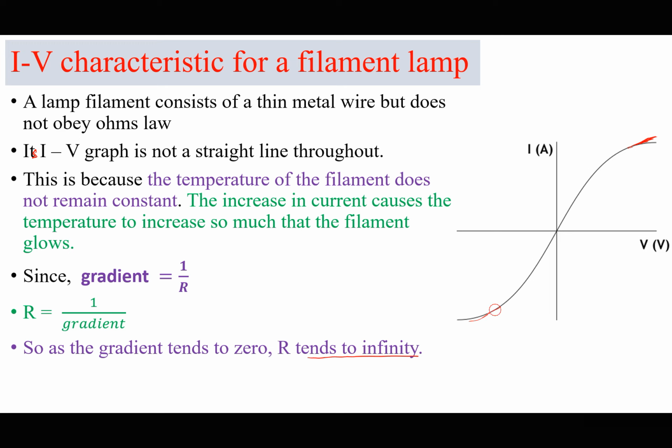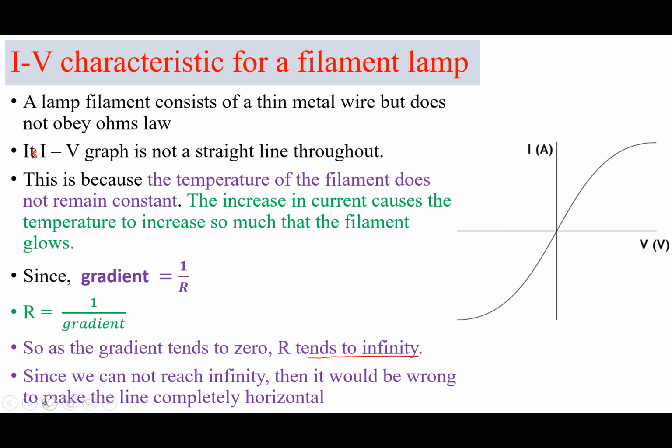And I explained why it should not be perfectly horizontal. Making it perfectly horizontal would mean you have already reached infinity, and we cannot reach infinity. However, we can predict that the resistance is increasing to infinity, so it is tending to infinity. So you may not always sketch this as being perfectly horizontal, though in the exams many times it will still be accepted. So since we cannot reach infinity, it would be wrong to make the line completely horizontal.